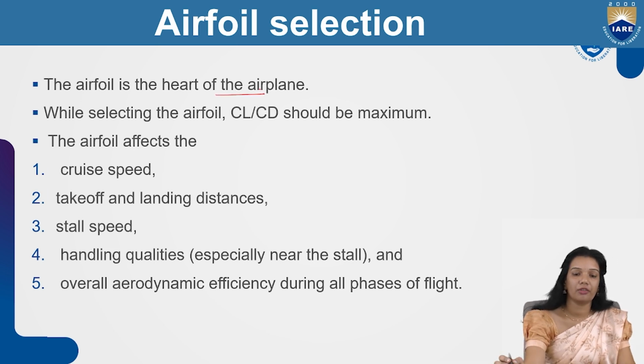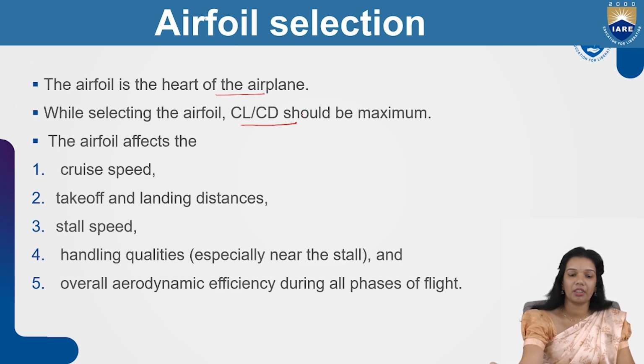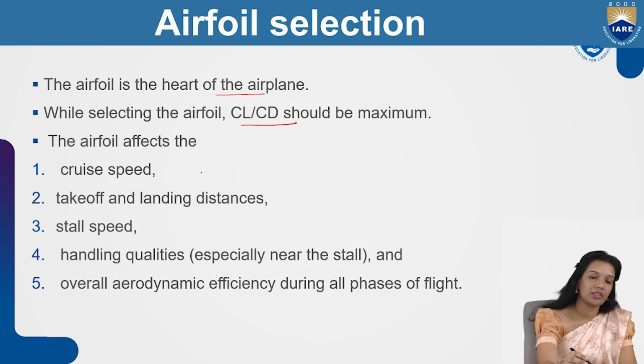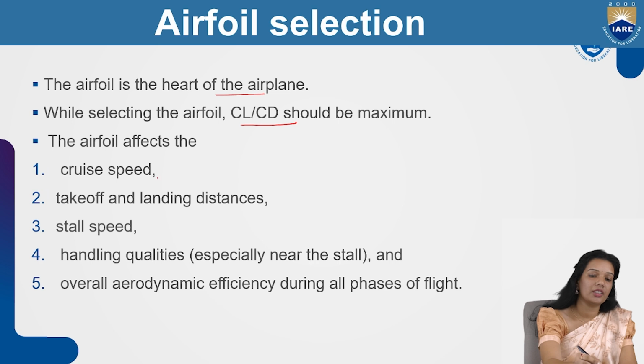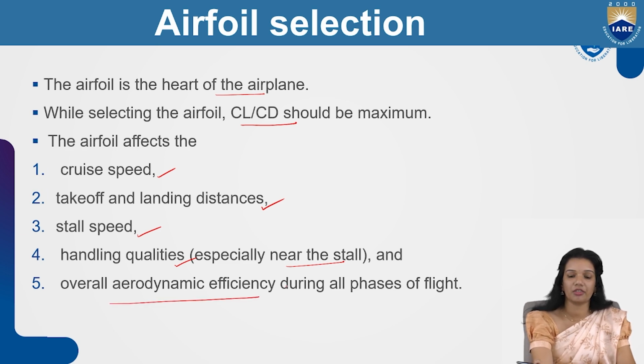While selecting the airfoil, the first thing I want is for CL by CD to be maximum. Only if my CL by CD is maximum am I going to get a good amount of lift. So the airfoil is going to affect certain parameters. One is your cruise speed. Then the other is your takeoff and landing distances, the third is the stalling speed, and the fourth is handling qualities, especially near the stall. Finally, it is the overall aerodynamic efficiency during all the different phases of the flight.